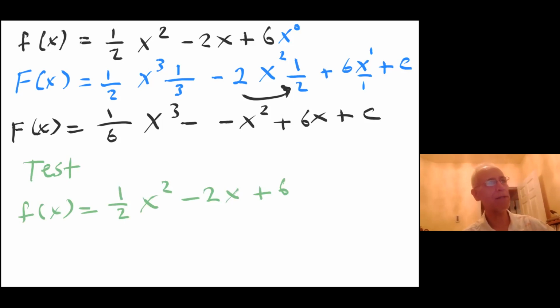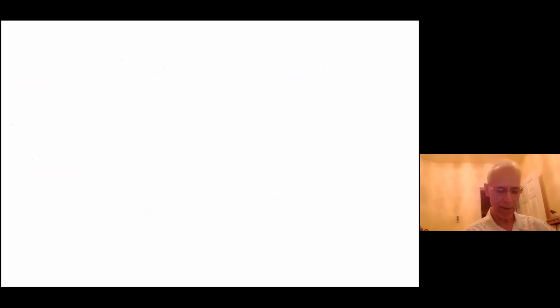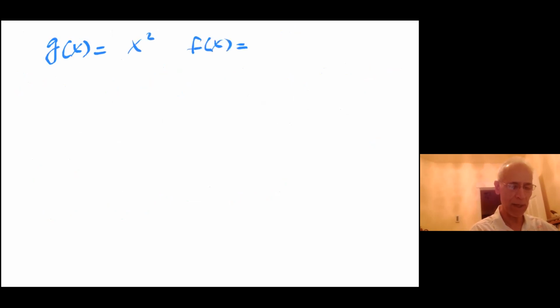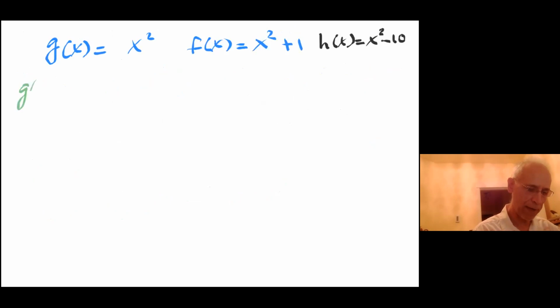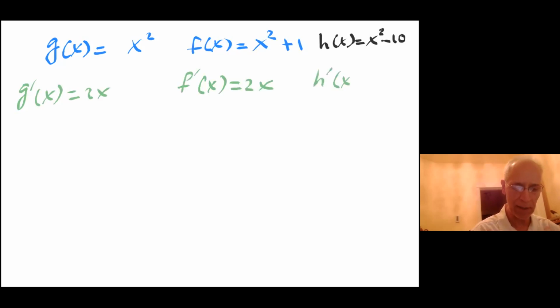So here it is, and naturally you probably think, what's the deal with c? Why do we keep adding a c here? And here's the reason. Suppose at some point you had some g of x equals x squared, f of x equals x squared plus 1, and h of x equals x squared minus 10. Remember that if I take the derivative of all these three, g prime of x equals 2x, f prime of x equals 2x, and h prime of x equals 2x.